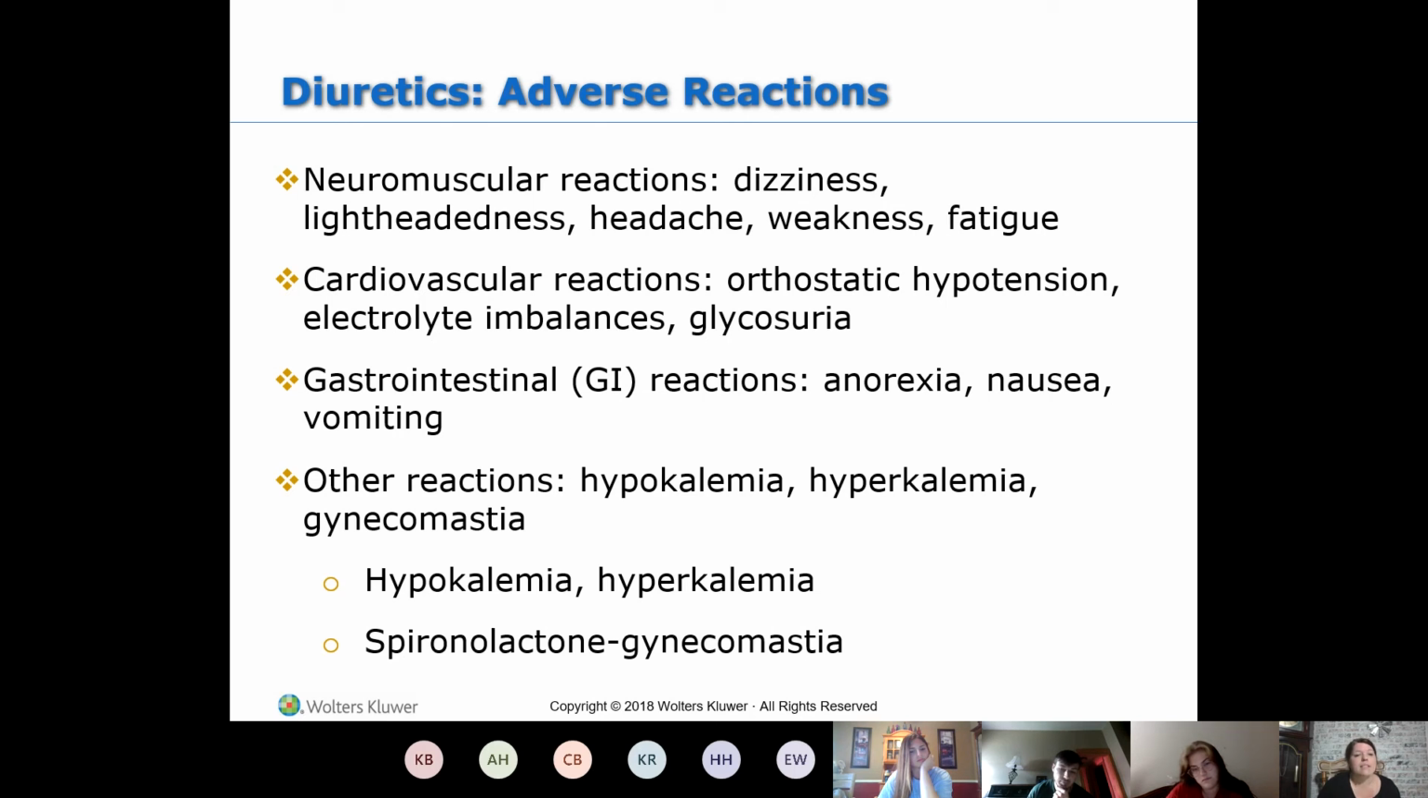Our patients who are on diuretics have a risk for electrolyte imbalances. Makes perfect sense, right? Because we're altering that. And they have a risk for glycosuria, so they can have some glucose in their urine. Anorexia, nausea, vomiting, hypokalemia, hyperkalemia, gynecomastia. All right.